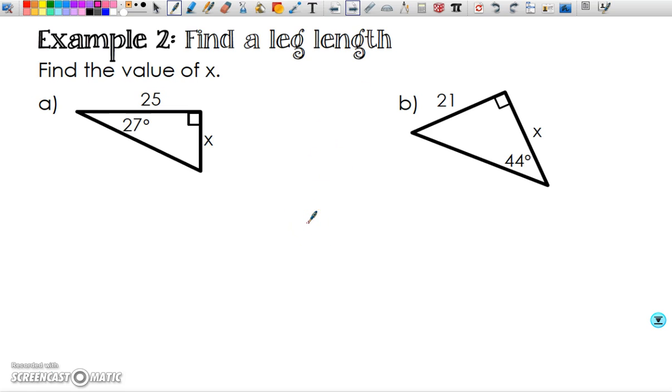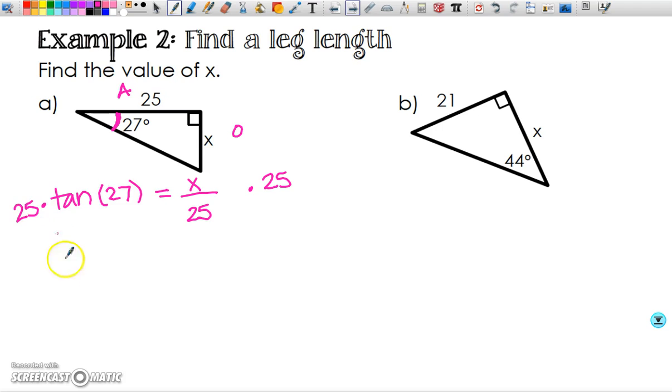All right, and then we have find the leg length. So just another example. And so here we have our reference angle of 27. This is our opposite side, and this is our adjacent side. So we do exactly the same thing. Tangent of 27 equals the opposite over the adjacent. And so because x is on top, we just multiply by our denominator. And so we get 25 times the tangent of 27 is equal to our x value, and then we would actually find the decimal from there.